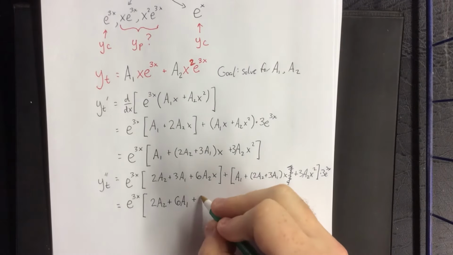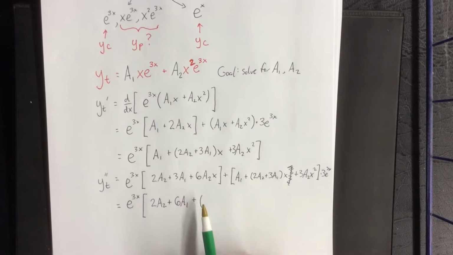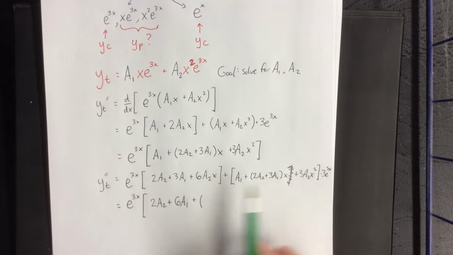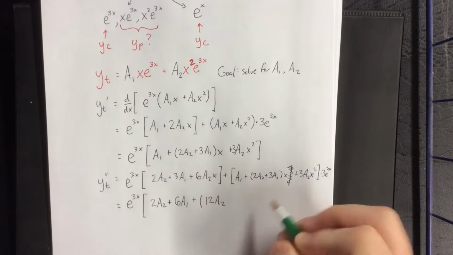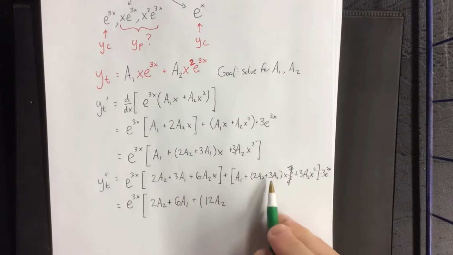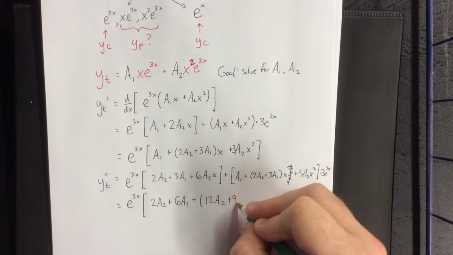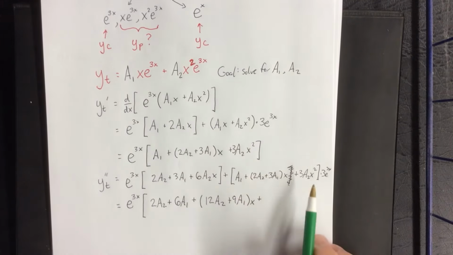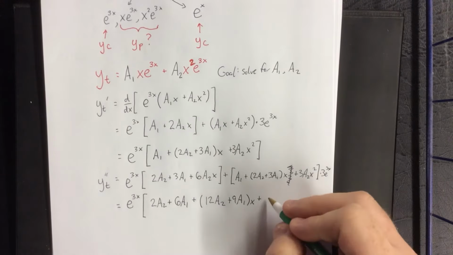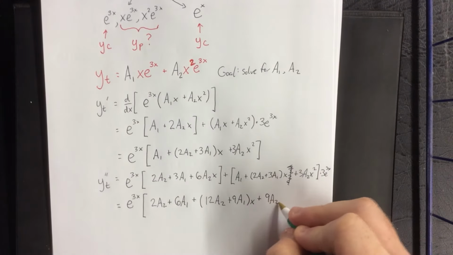Constant terms, we're going to have a 2a2 plus 3a1 plus 3a1. So 2a2 plus 6a1 plus. For x terms we'll have a 6a2 here. We'll also have a 3 times 2a2. That's an additional 6a2, so 12a2 plus 3 times 3 times a1. So plus 9a1 x. And then for the x squared term, we'll have just this guy, which will be a 9a2 x squared.